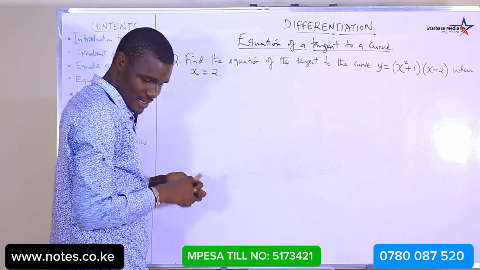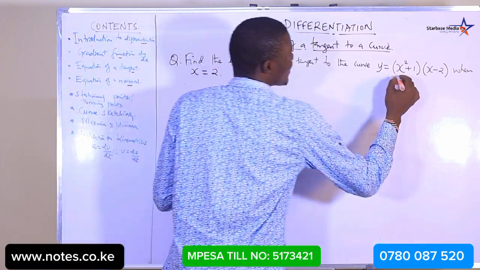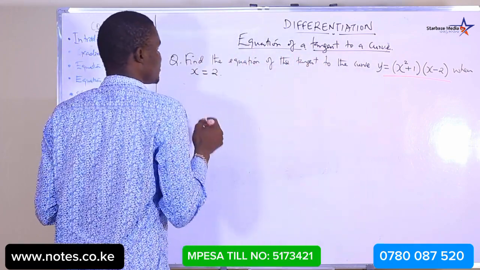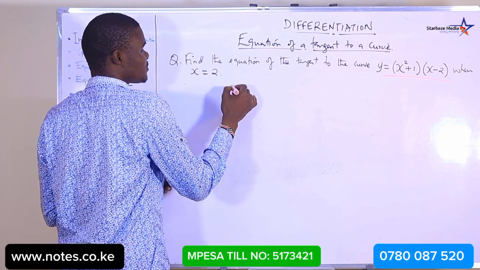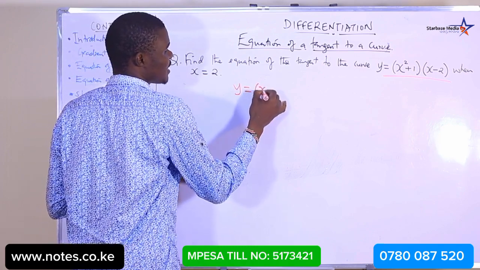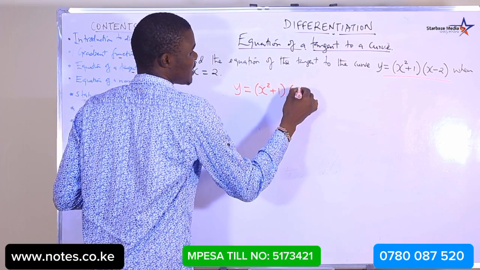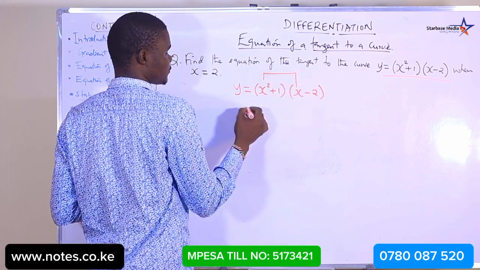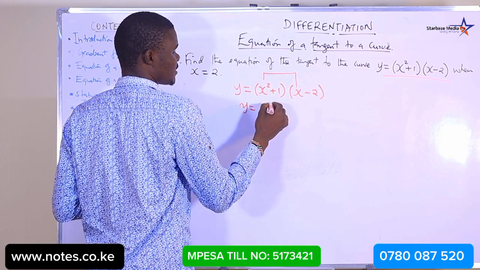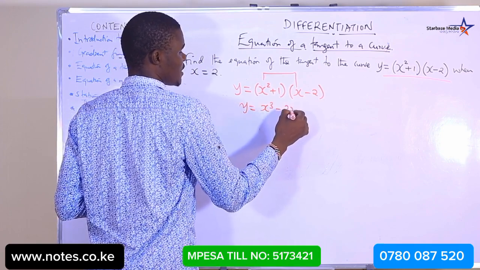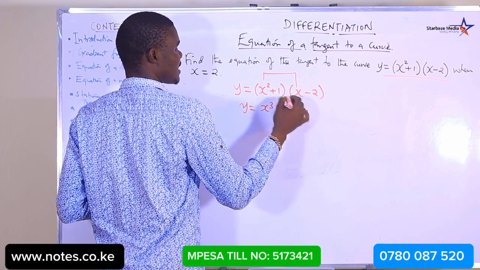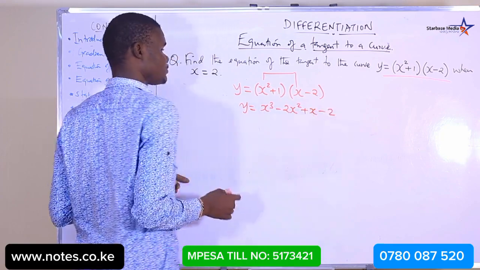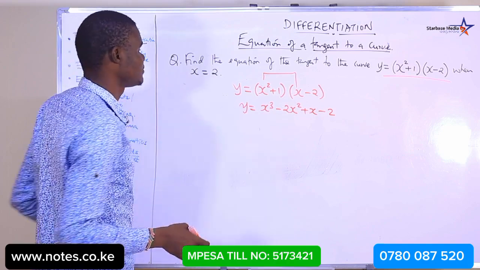But when you are only given 1 point, what do you do? You first expand the one that you have, then you replace the value there to get the point first. So we are going to do exactly that. We're going to say y equals (x squared plus 1)(x minus 2). We expand this. You know how to expand. We're going to have y equals x cubed minus 2x squared plus x minus 2.